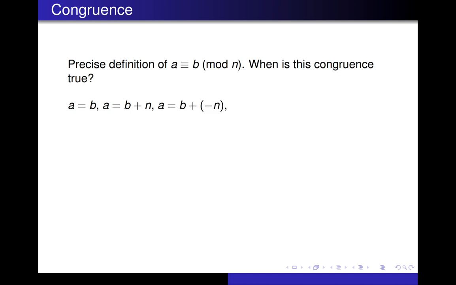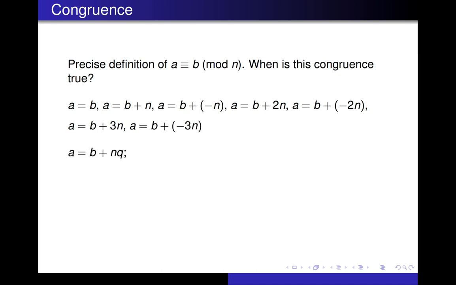Of course, I could subtract a week. I can take B and subtract N days, still the same day of the week. And so that still describes what it means for A to be congruent to B mod N. We can add 2 weeks, which is 2 times N days, so we take B and add 2 times N days. We can subtract 2 weeks. We can add 3 weeks. We can subtract 3 weeks. And hopefully you see a pattern here. A congruent to B mod N is exactly the same as saying A equals B plus N times Q, where Q is the number of weeks separating A days and B days in the future.